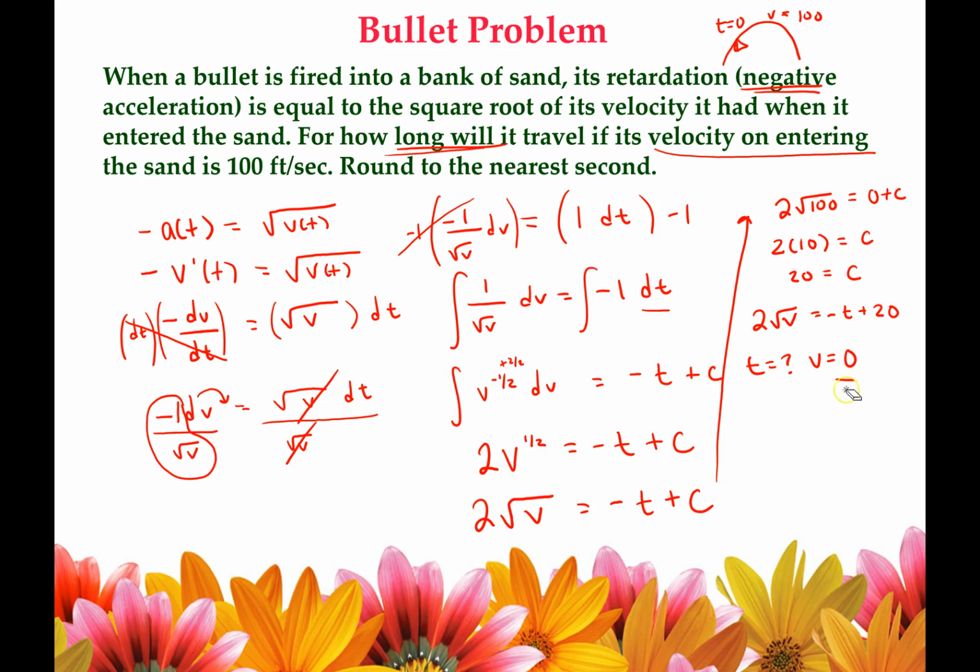So let's go ahead and plug 0 in for v. I'm going to have 2 square root of 0 equals negative t, so that's what we're searching for, plus 20. Well, this becomes 0 equals negative t plus 20. Subtract 20 to the other side, I get negative 20 equals negative t. Multiply by negative 1 and I get 20 seconds equals t. And that's our answer, that the bullet has traveled 20 seconds until its velocity was 0.